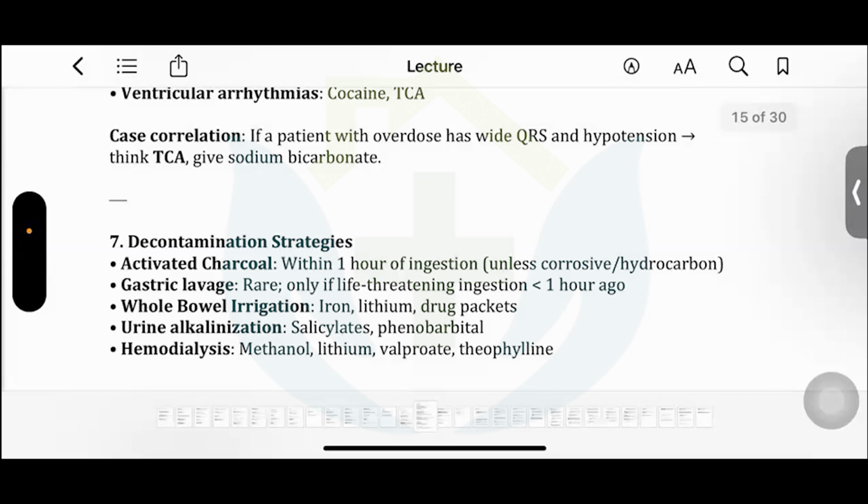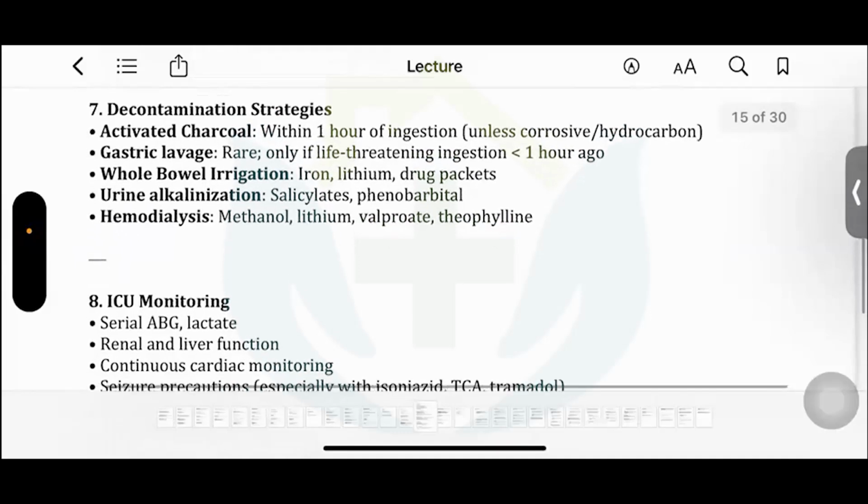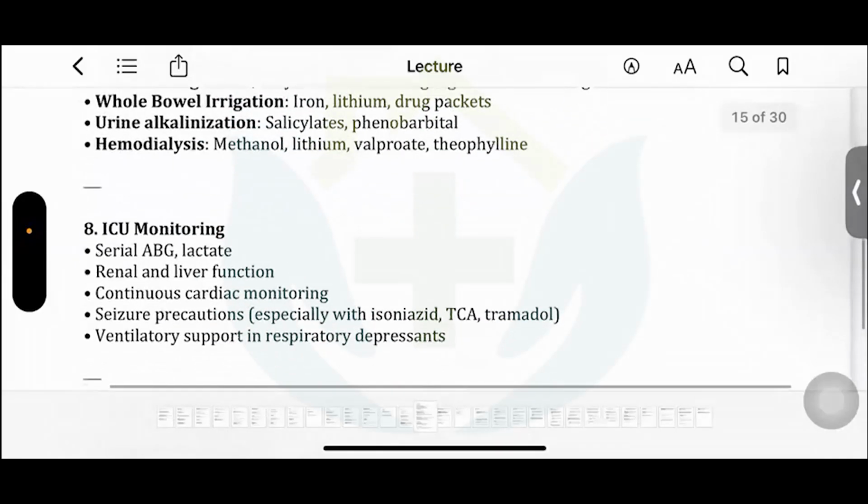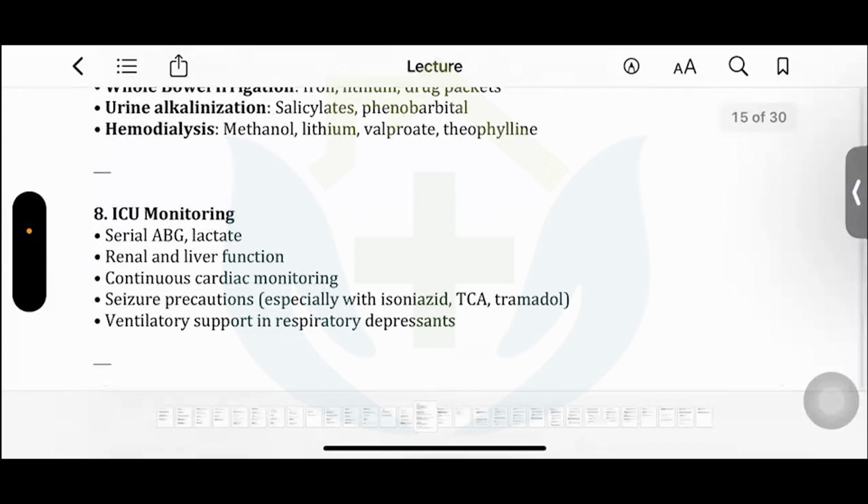Hemodialysis is very important because this question has been asked many times: which of the toxidromes are amenable to hemodialysis? Lithium, methanol, valproate, and theophylline are the drugs which can be removed by hemodialysis. Monitoring these patients in the ICU requires serial ABGs and lactate levels. Always monitor renal and liver function, because nowadays paraquat poisoning is coming. So you will need to dialyze these patients as soon as possible, even when the creatinine is normal. Why? To remove the drug from the system.